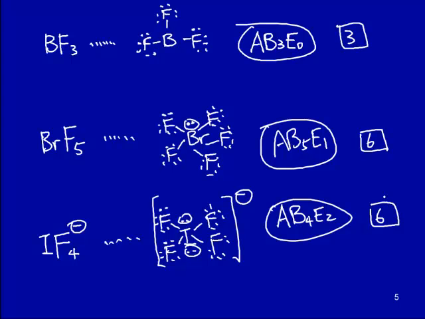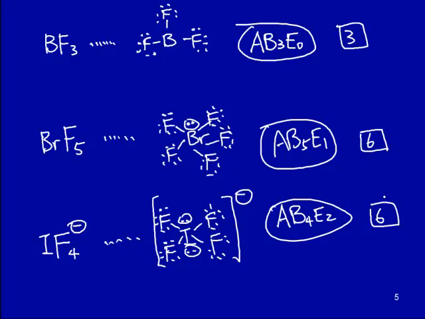So make sure you check the posted worksheet for writing the ABxEy notations for the corresponding Lewis structures. Remember, A stands for the central atom, B stands for the surrounding atom, and E stands for the lone pairs on the central atom that are not involved in bonding with another element.